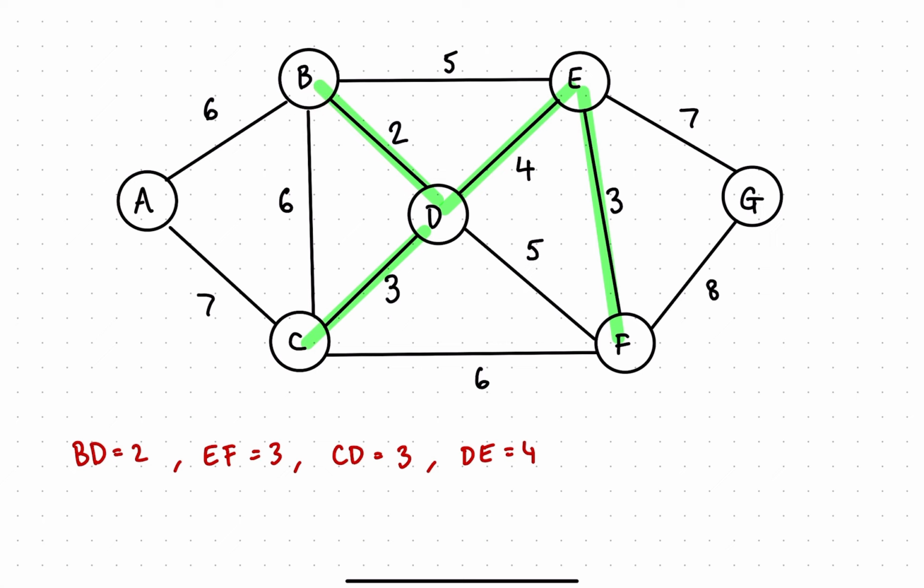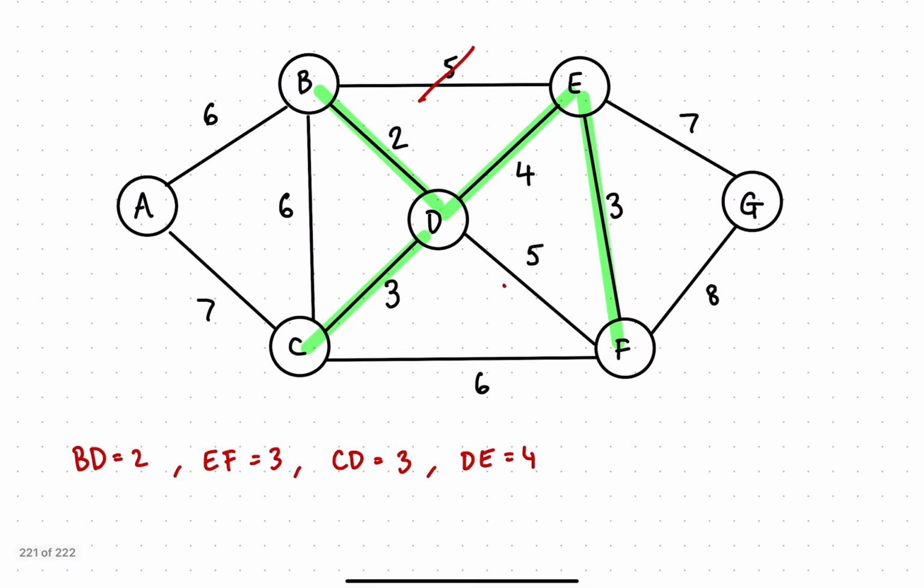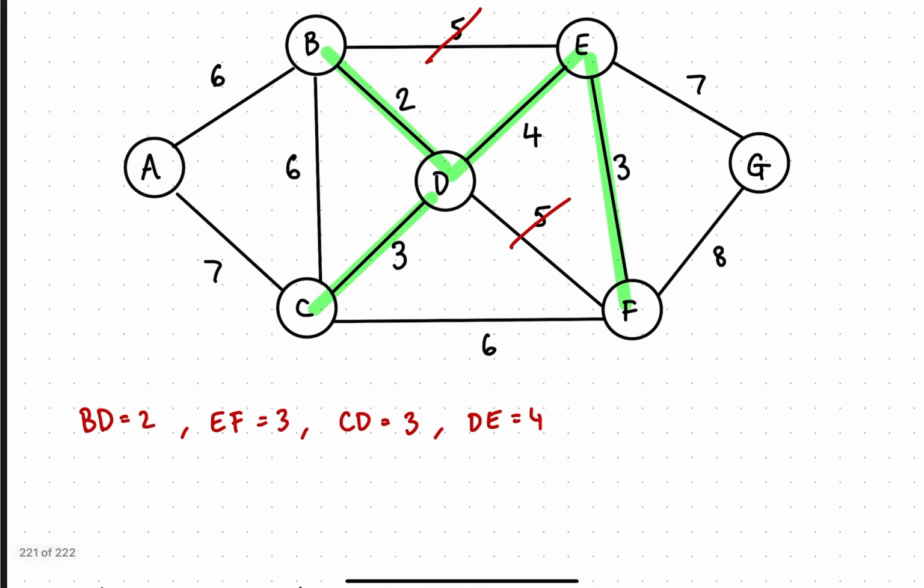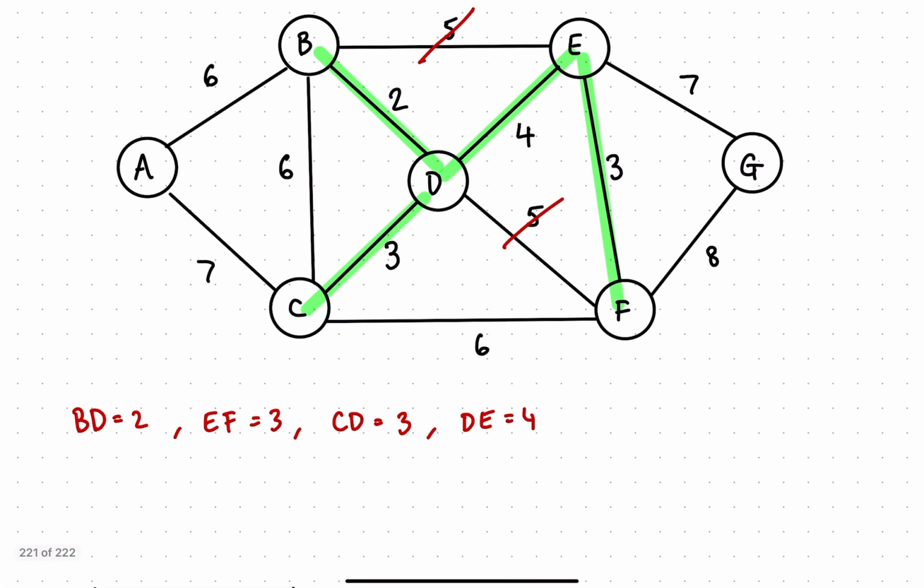Okay, so we're not going to select this 5, so I'm just going to put a cross through this 5, because it would create a loop. Same thing down here for the DF. If I selected the DF edge, it would create this loop here, so I'm not going to select it. So BE and DF were not selected, so I'm just going to write separately that BE was not selected and DF was not selected, so I can just keep track.